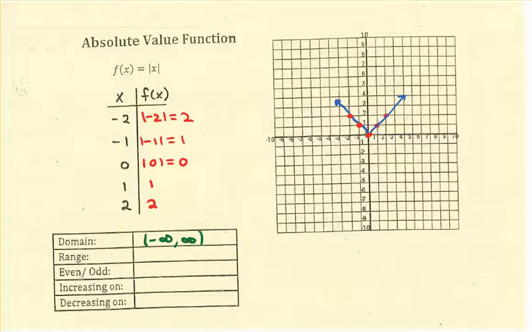Now as for the range, there is a smallest y value on this graph, and it's at 0, 0. In other words, the smallest y value for the range is 0, which we can include.